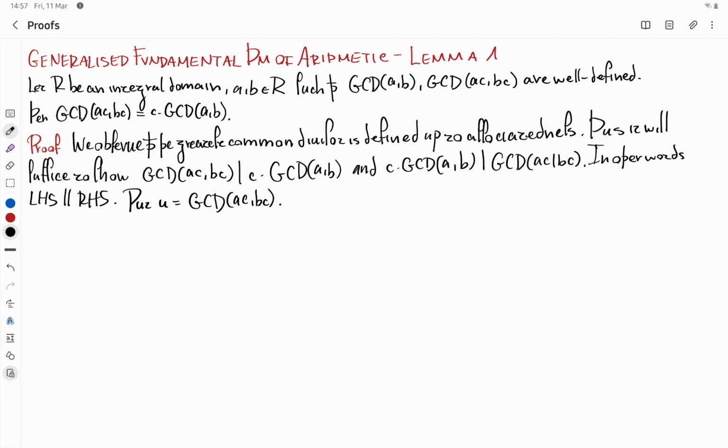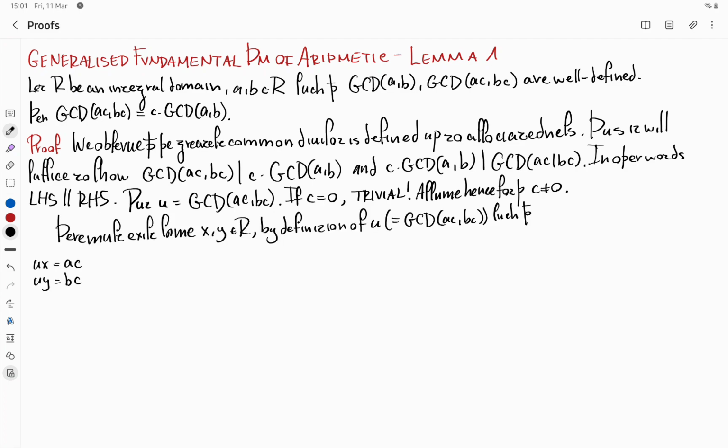Now, if c is equal to 0, then the claim holds trivially. We'll only consider the non-zero case henceforth. Now, by definition of u, u must divide both ac and bc, and as such, there must exist some two elements, say x and y, such that ux is equal to ac and uy is equal to bc.